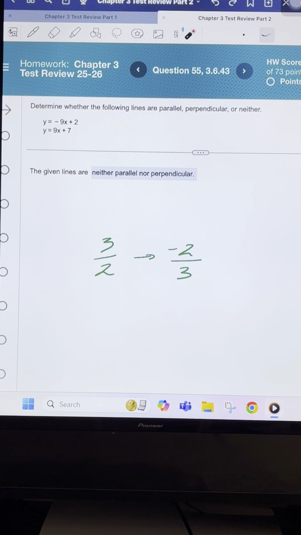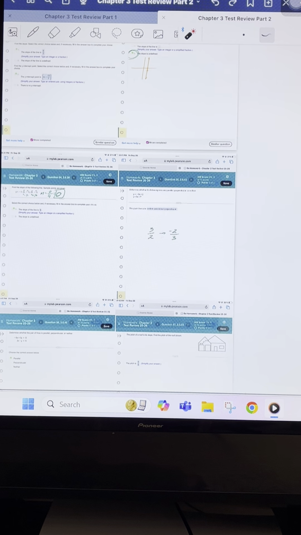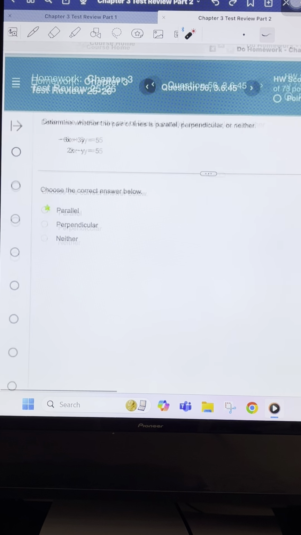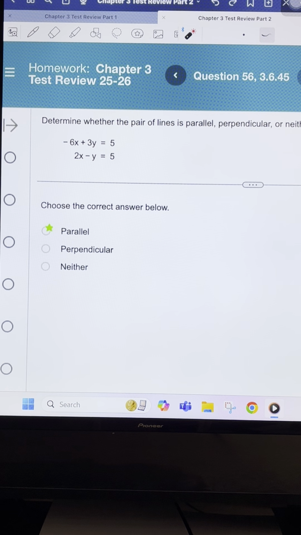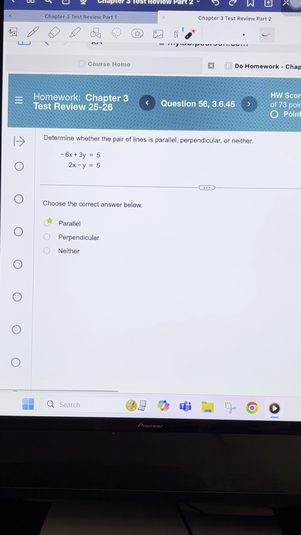So if we take a look here, negative 9 and 9 are definitely not the same slope, so it can't be parallel. Negative 9 and 9 are not opposite reciprocals of each other. They're just opposite of each other. So that means, are they perpendicular? No. So the only option is neither. They are neither.